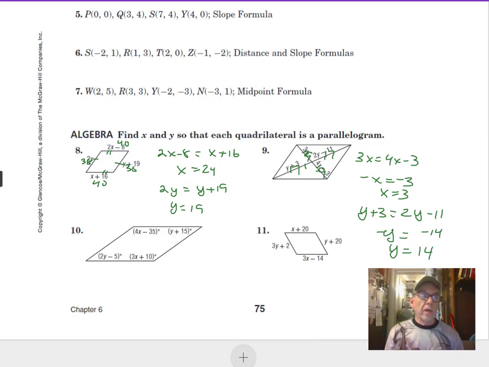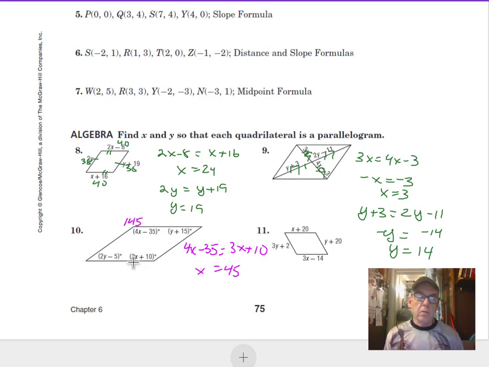Okay, let's look at number 10. Opposite angles need to be congruent if you have a parallelogram. So we can set 4x minus 35 equal to 3x plus 10 and find the x that makes them equal. So take away 3x, we get x. Add 35, we get 45. X is 45.